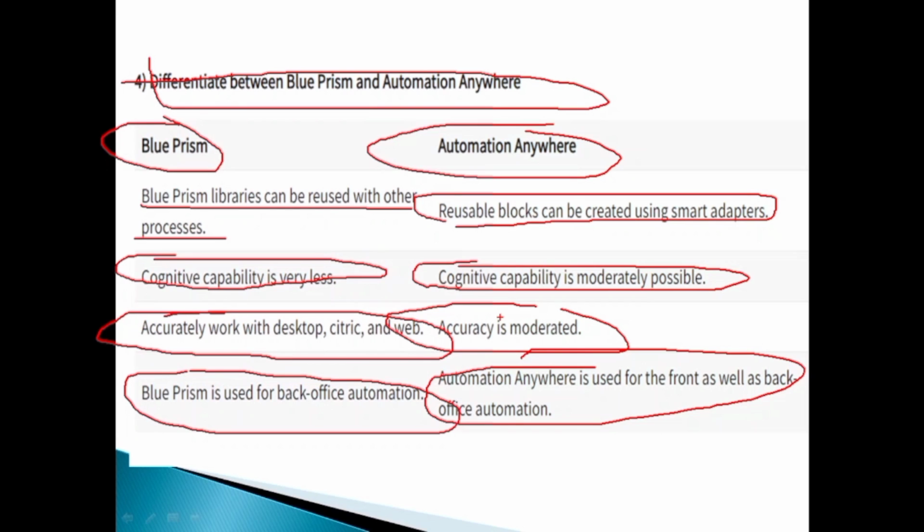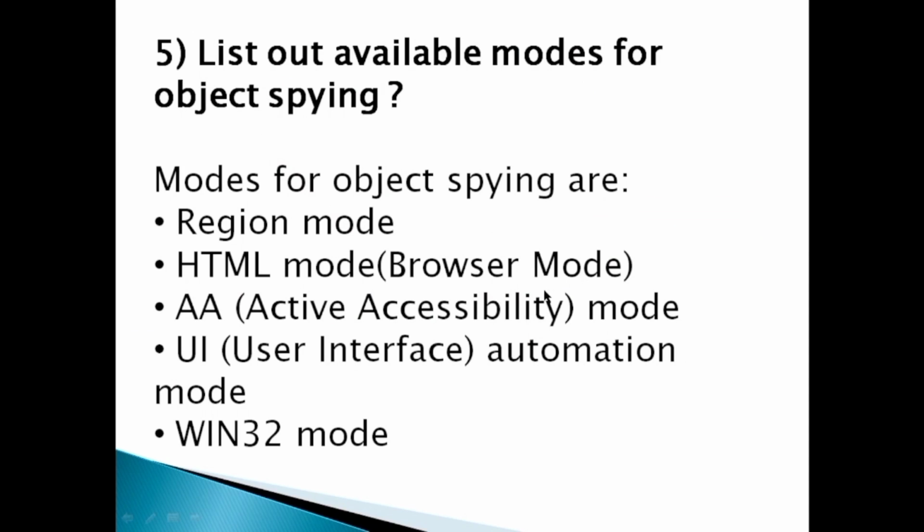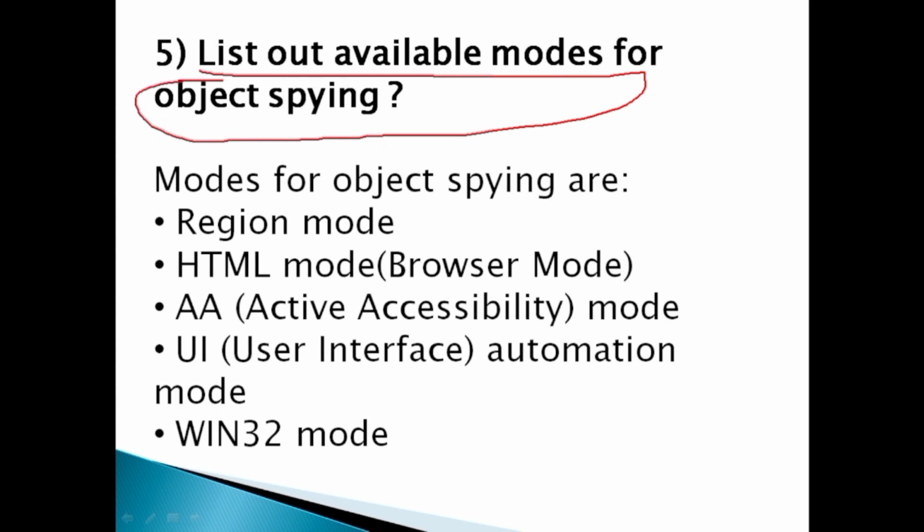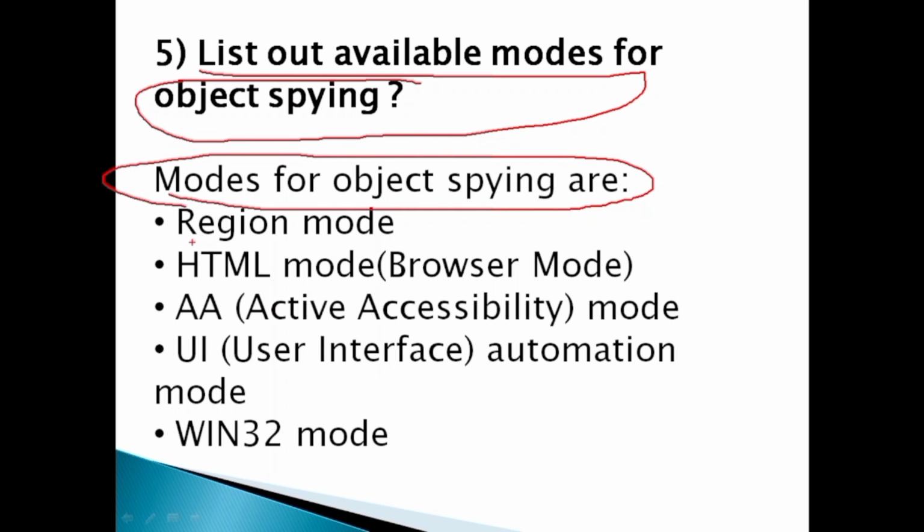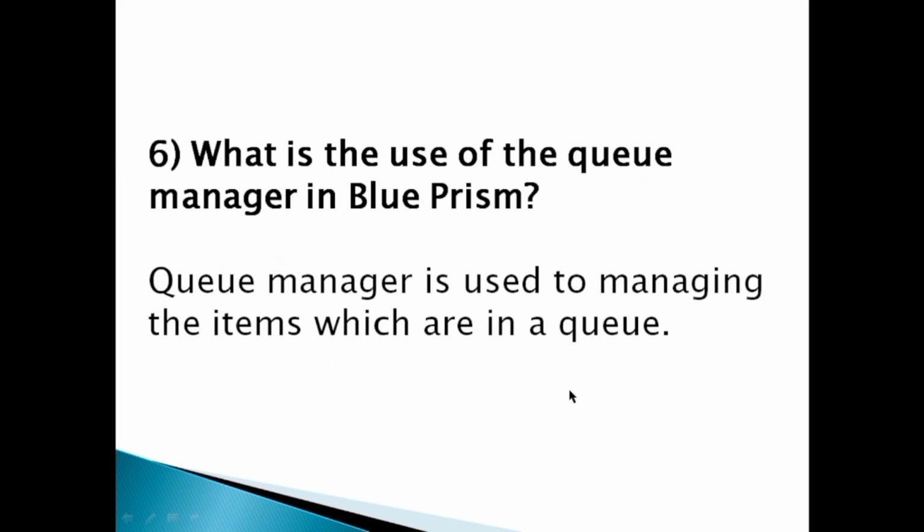Next is the list of object spying modes available in Blue Prism. The first one is region mode, the next one is HTML mode, then Active Accessibility or AA mode, UI (user interface) mode, and the last one is Win32 mode.